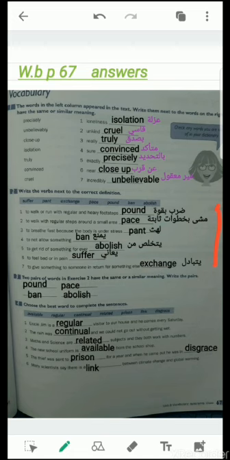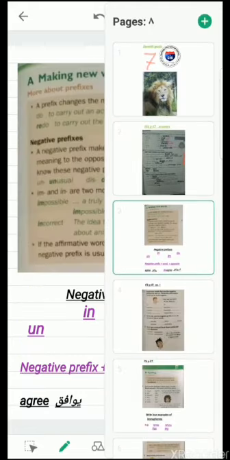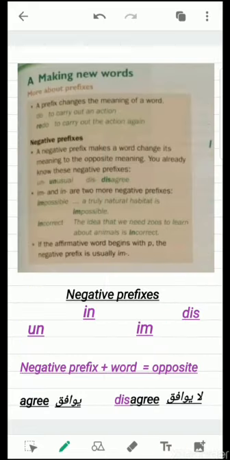Okay, the last one. Many scientists say there is a link between climate change and global warming. I think we have done with this exercise. Let's go back to the word building, بناء الكلمات. It's an easy topic to discuss. We have making new words.